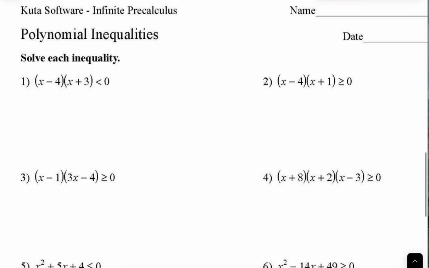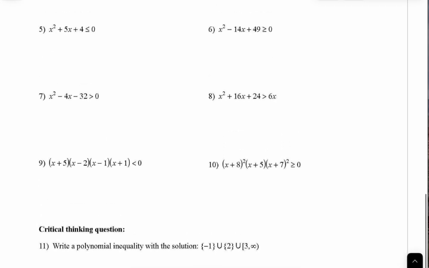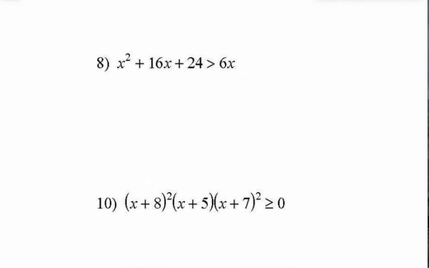Okay. Now, your job is to do these for the remainder of class, but I would like to do 8, 9, and 10. 11 is bonus, but 8, 9, and 10, let's do those right now. Those are the hardest. So let's start with problem number 8.